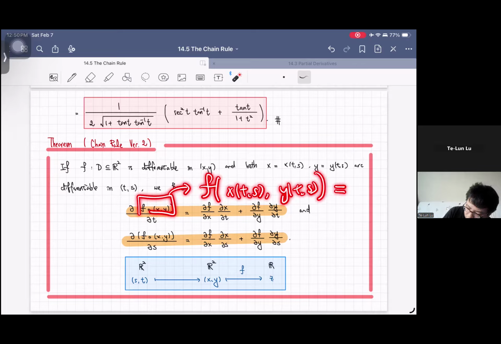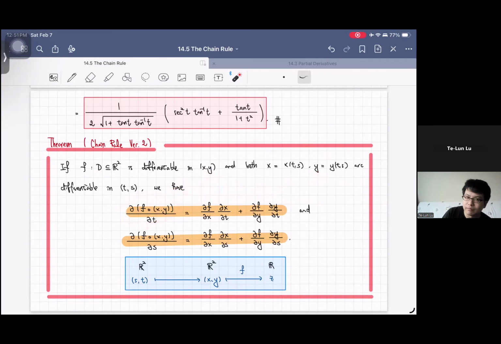It is actually a function of two variables, t and s. Given t and s, you have x and y. Given x and y, you have f. So it is a two-variable function. That two-variable function can be partially differentiated with respect to t and s. And the formula is quite similar to what we have just done. So you have partial f partial x and partial x partial t. In this case, we're doing partial.